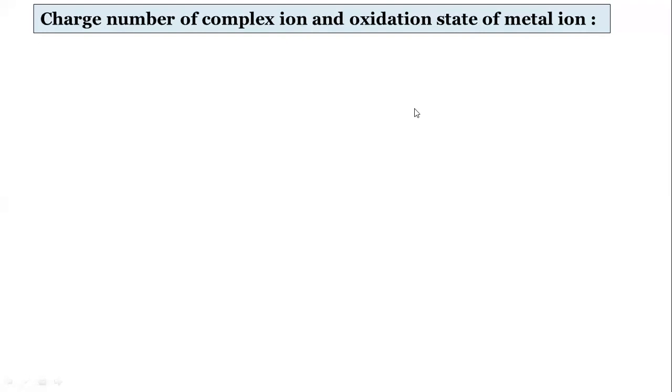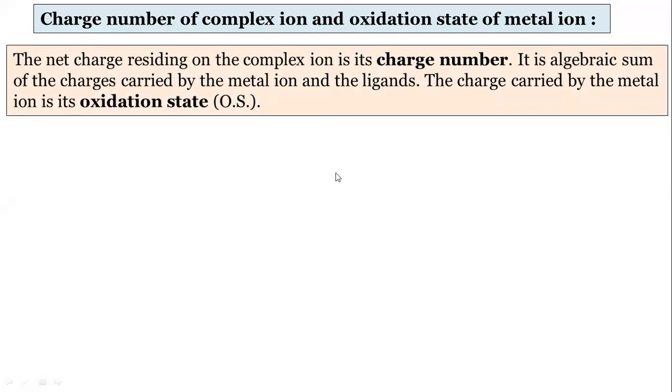Now we will discuss what is meant by the charge number of the complex ion, and the oxidation state of the central metal atom or ion. These are two different entities. It is asked for 1 mark. So directly, I am coming to the definitions.